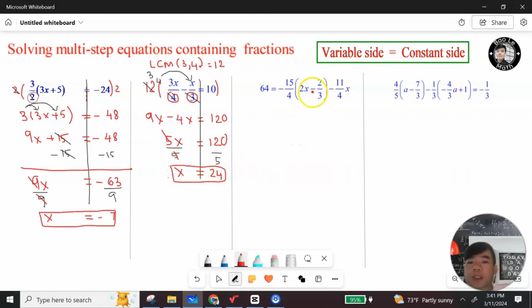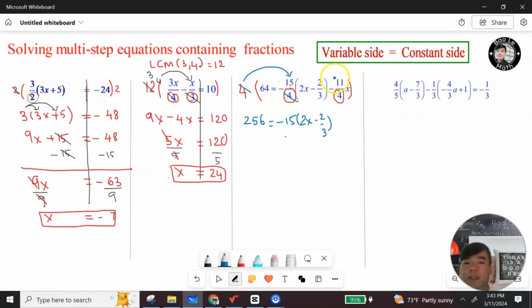Now let's move on to the third one. You see negative 15 over 4 times the parentheses. You only look at the one outside the parentheses, which is negative 15 over 4, whose denominator is 4. I multiply both sides by 4. So now I distribute: 64 times 4 is 256, equals. Now, 4 times this, you only multiply by it one time. Don't multiply this one. The 4 and 4 cancel out, so you have negative 15 times (2s minus 2 over 3). I'm done with this.